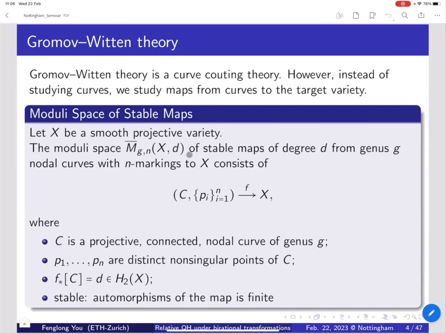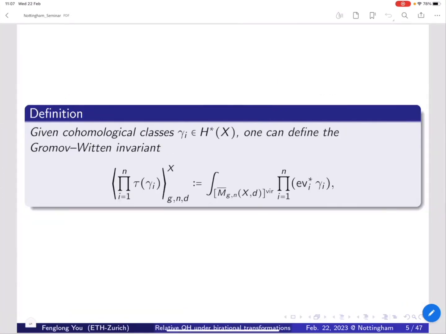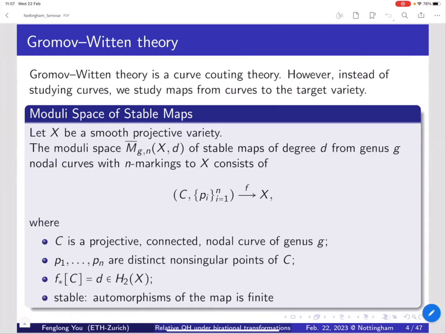And so this is a moduli space, and Gromov-Witten invariants are some intersection numbers on this moduli space. The precise definition is like this. We have some cohomology classes, and they can be pulled back by the evaluation map. I didn't talk about what the evaluation map is, but there's a map from this moduli space to the target X. The image of the map is the image of these markings. So if we have a map like this, then the evaluation map takes this to f(p_i).